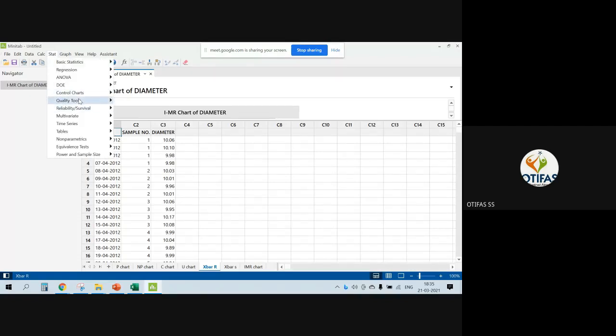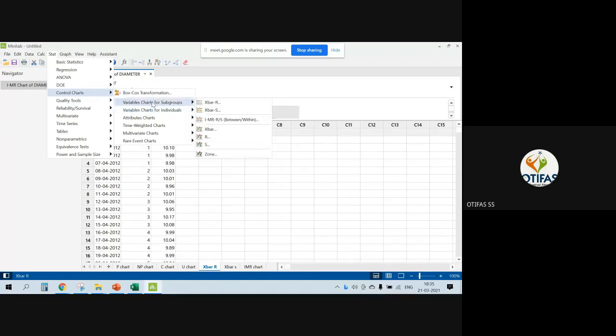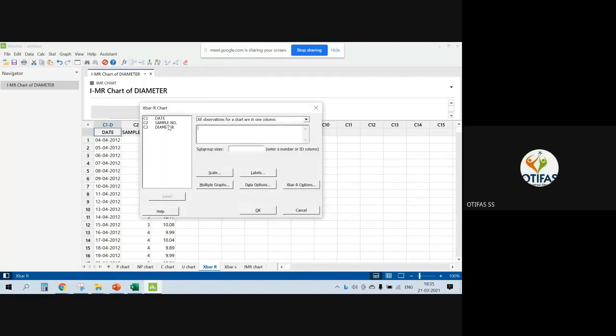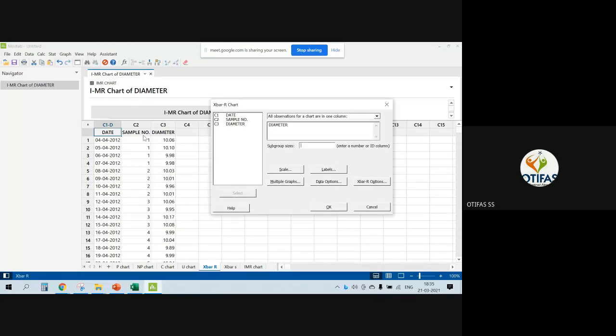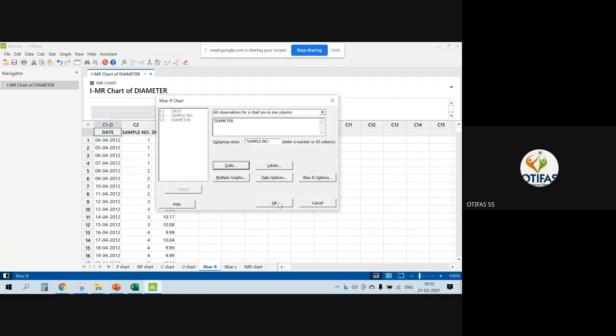Now, let us see. Control charts. Again, which one will we use, subgroup or individual? Subgroups. And then we'll go to X bar R. Now, in the X bar R, we'll put the diameter and we'll put the subgroup here. We can put either four, since the first four are one group, or you give that particular column; both are the same. Now let's go.